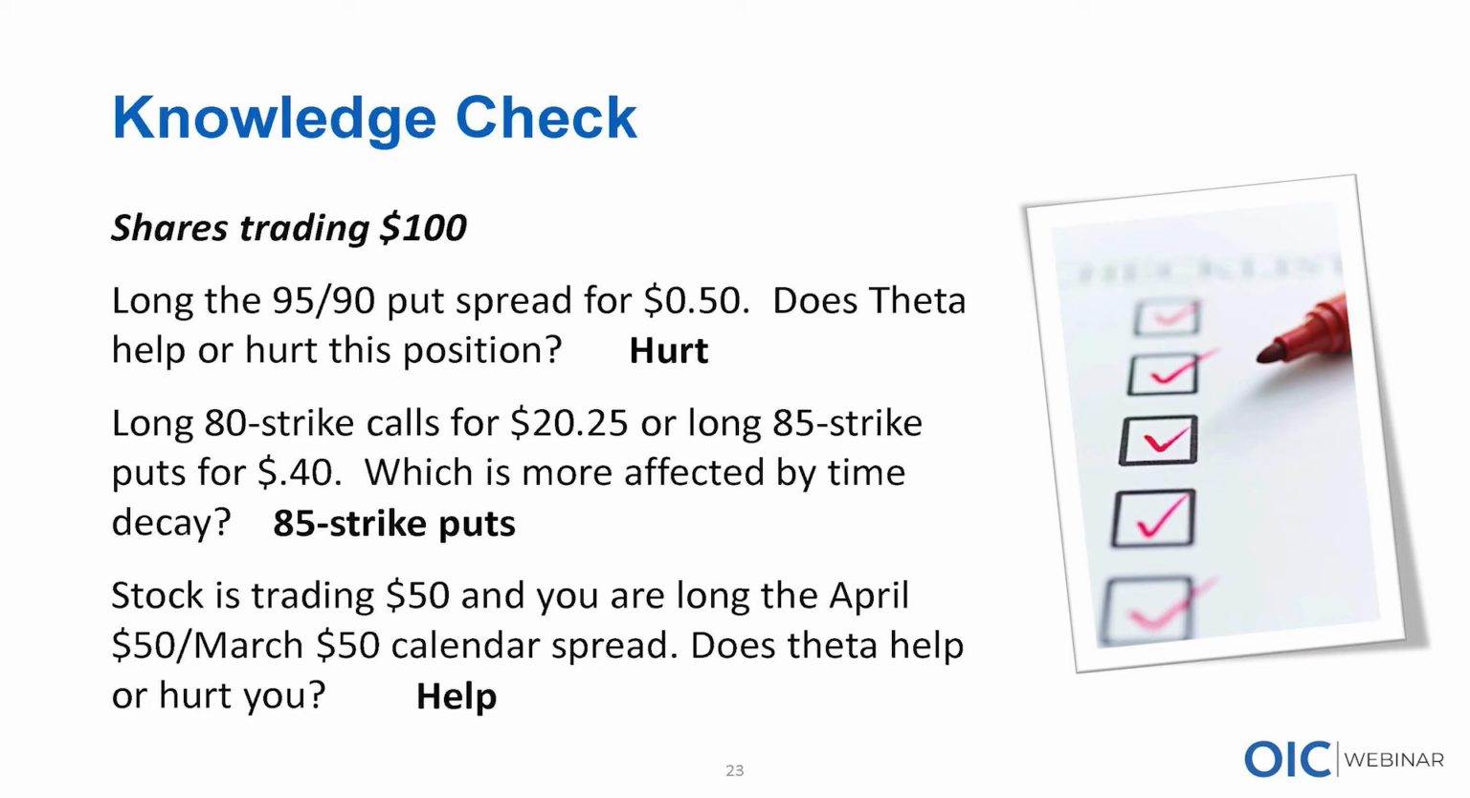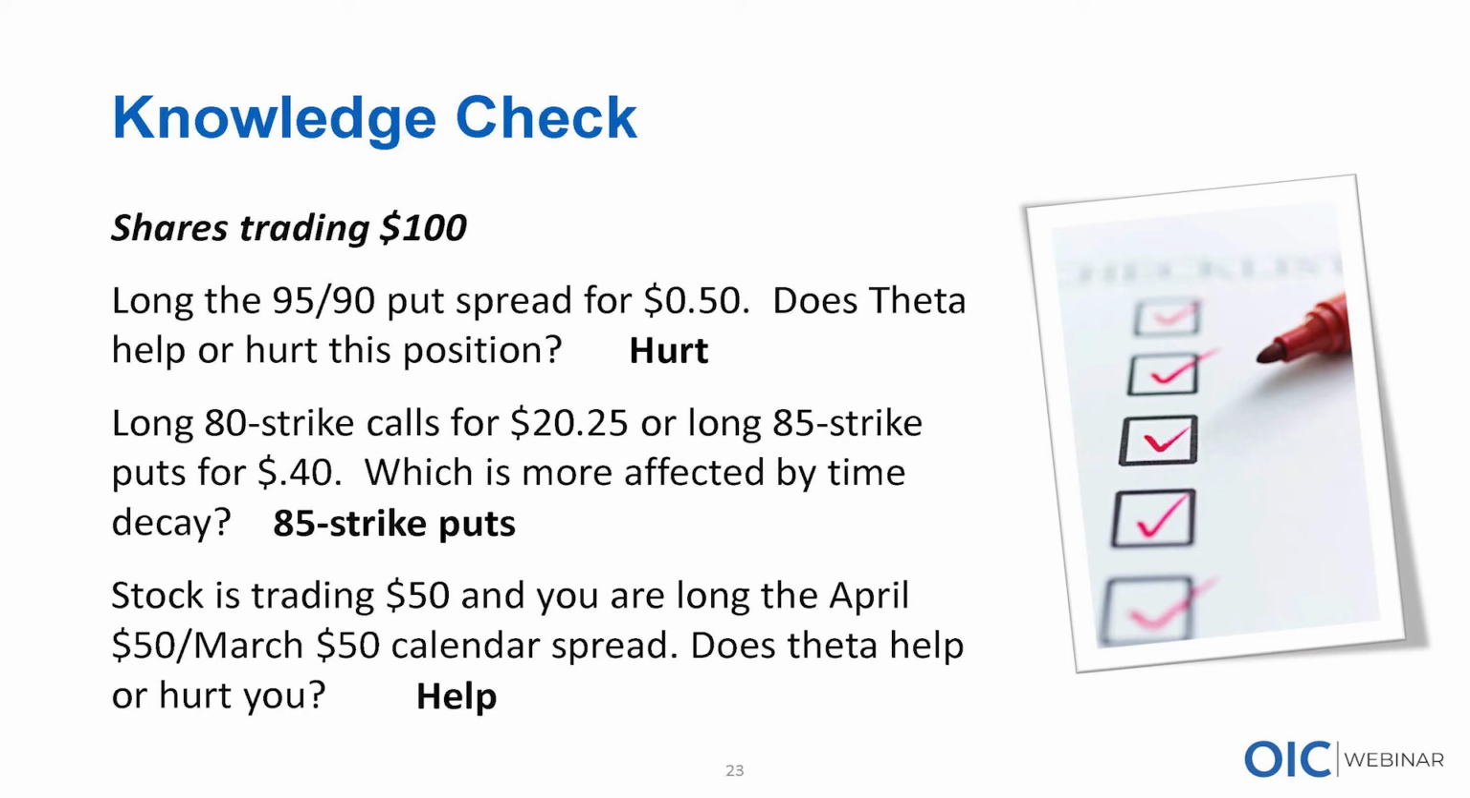Okay, so if this was a call calendar spread, we would want the stock to finish right around 50 for the March expiration, so those Marches expire worthless, and then we are long the April. So if we are long a calendar spread, long the April, short the Marches, what do you think? Do you think theta helps or hurts us?